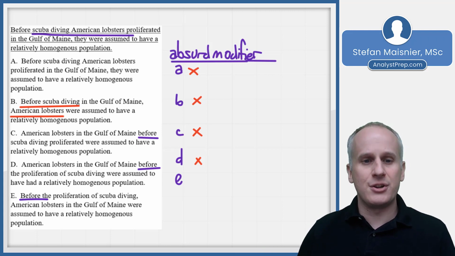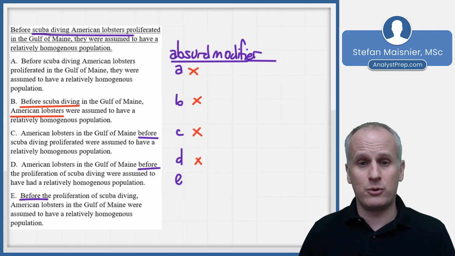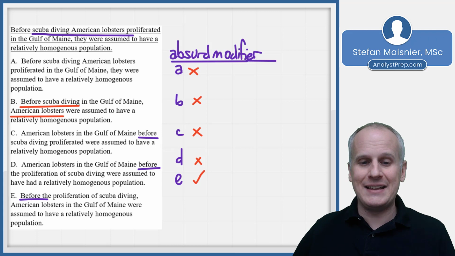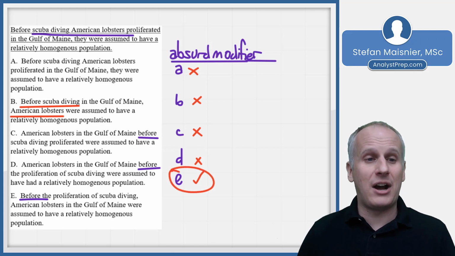So, as always, you want to read your choice back into the original, or in this case, when the entire sentence is underlined, the whole thing, to confirm that it doesn't have any other errors, especially around the categorical issue of modification that we identified. So, before the proliferation of scuba diving, American lobsters in the Gulf of Maine, so clearly describing the lobsters in that specific area, were assumed to have a relatively homogeneous population. So now we can see that it's because of the proliferation of scuba diving that we were to change the assumptions about the lobsters rather than that the lobsters themselves were affected by said scuba diving. And that is the intended meaning of the original and our correct answer.